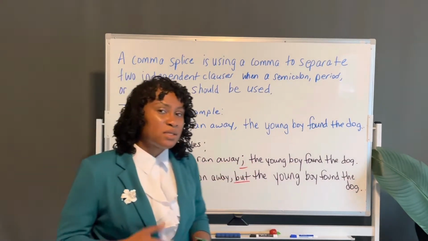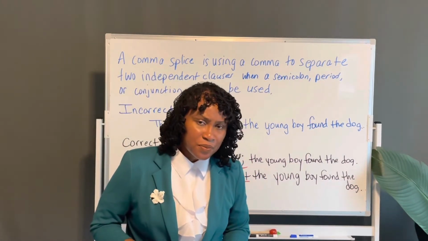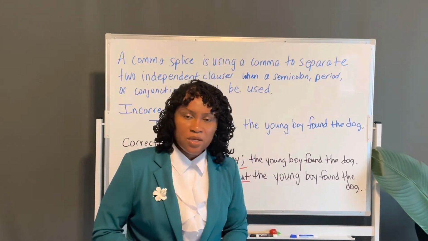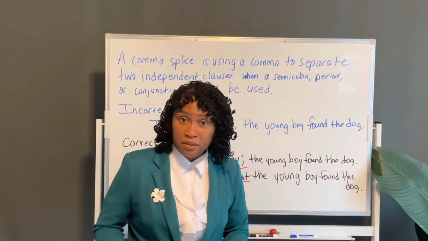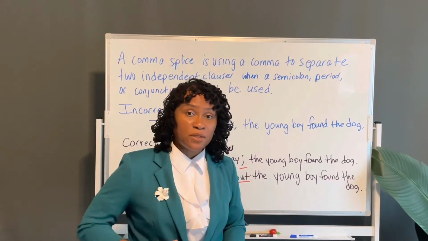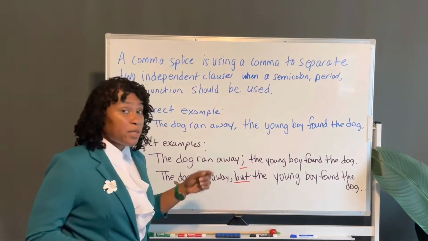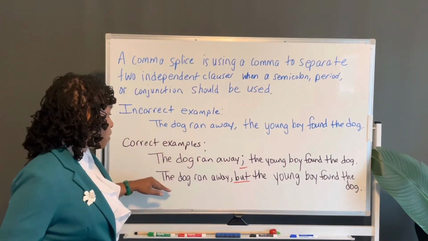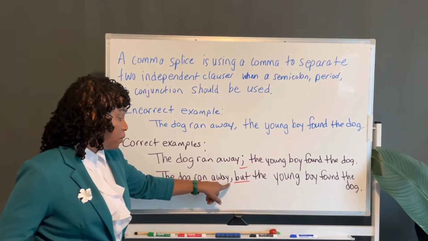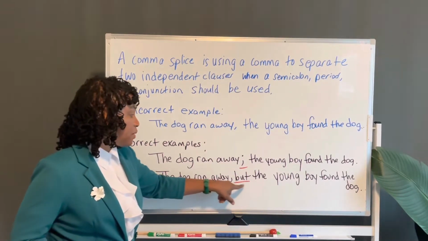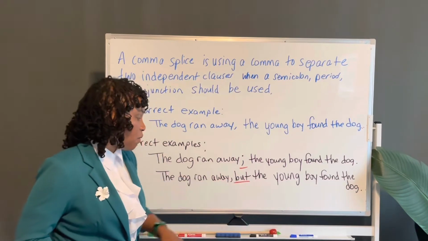Now the semicolon is not commonly used. In reading passages, you don't see it very often. You may see it in formal documents, but you don't see it often in literary passages. Another way to correct that is to put a comma and a conjunction. The dog ran away, but the young boy found the dog.